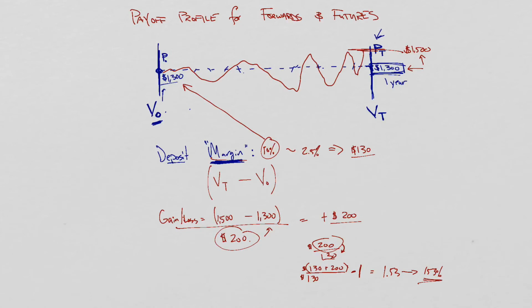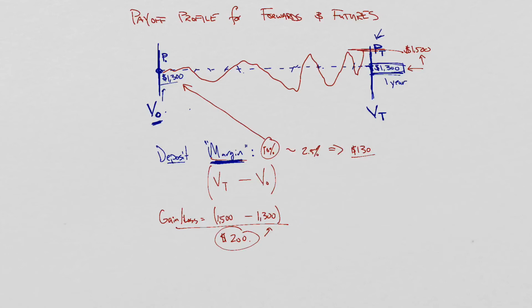But the point here is that futures and forward contracts really magnify gains or losses. And for risk management, for using derivatives to lower risk, that sounds like not a good thing.